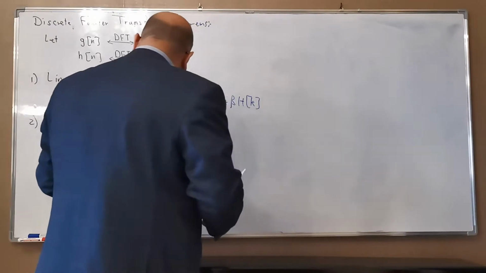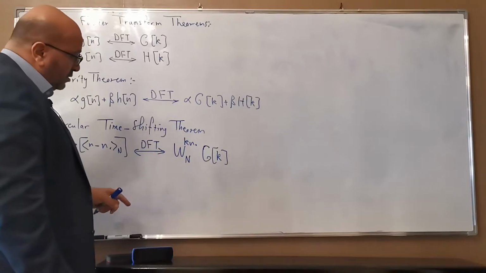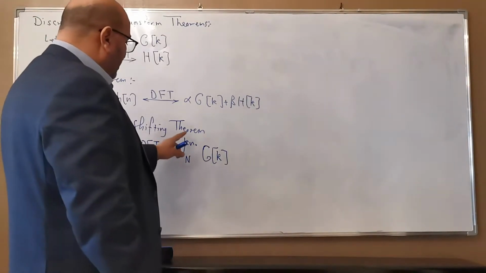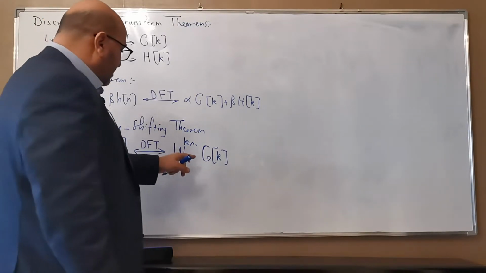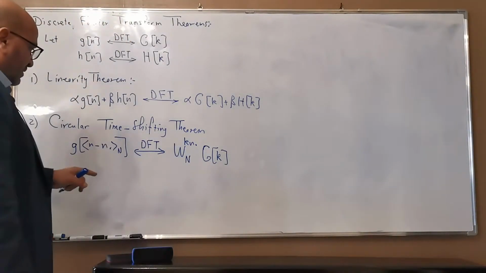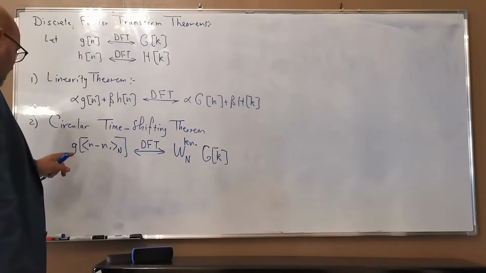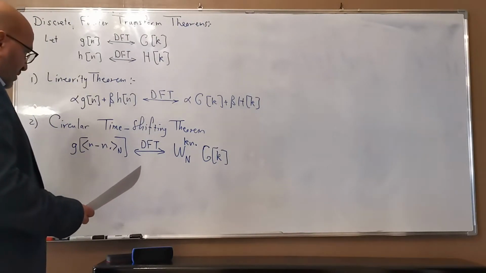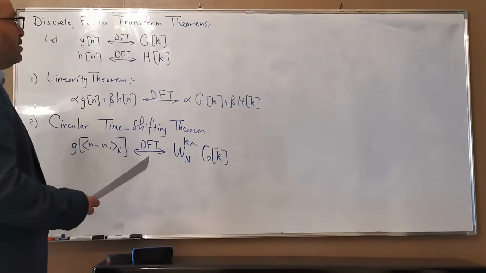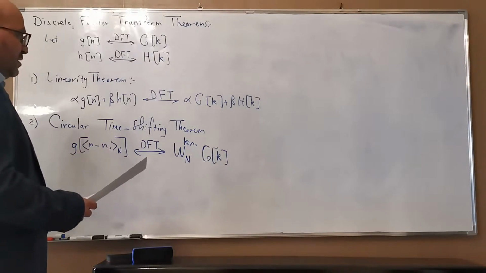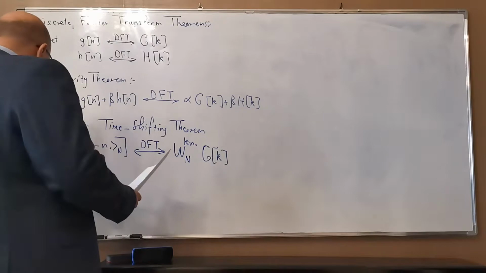You can notice that with a shift in time domain, you have a phase shift in frequency. Okay? The magnitude of W sub n is always 1. So the magnitude of G of k is not affected by the circular time shifting. But you have a phase shift added to the frequency domain transform.